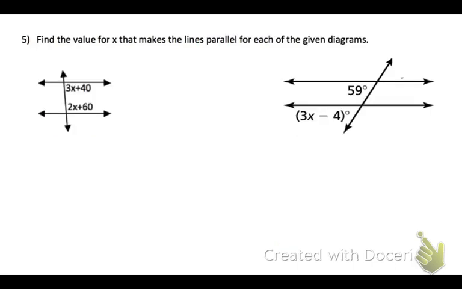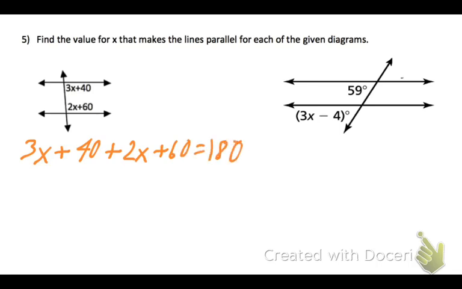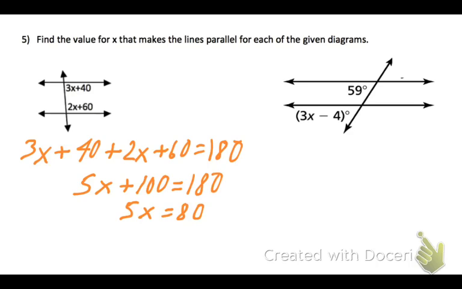Question 5. So in this diagram, this first diagram here, we have two angles that are same side interior angles, so 3x plus 40 plus 2x plus 60 will equal 180. If I combine like terms on the left side and take 100 away, I find out that x is 16 when I divide by 5.